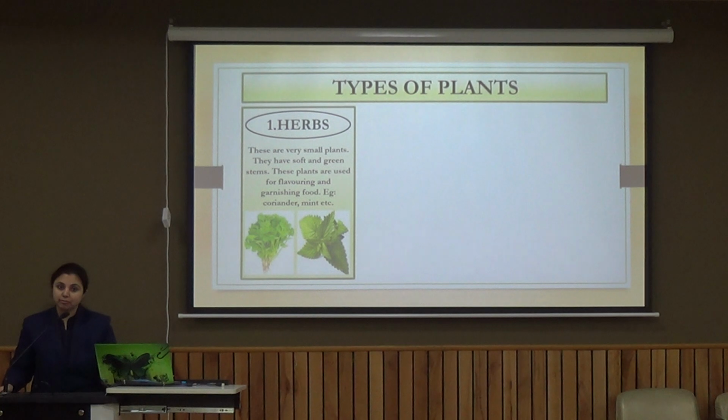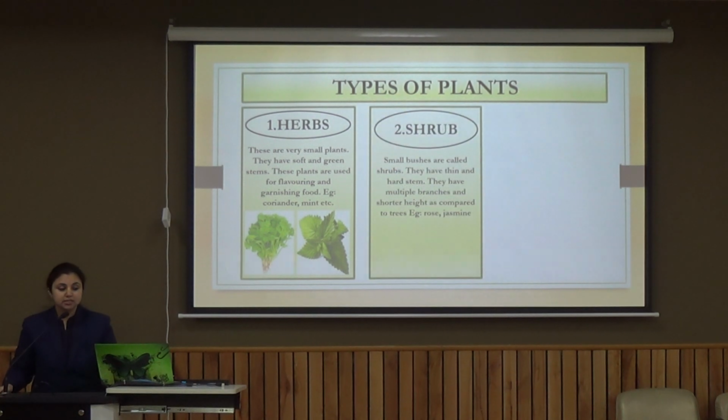The second type of plants is shrubs. Small bushes are called shrubs. They have a thin and hard stem. They have multiple branches and are shorter in height as compared to trees. Some examples are rose, jasmine, cotton, mehndi, and there are many more.